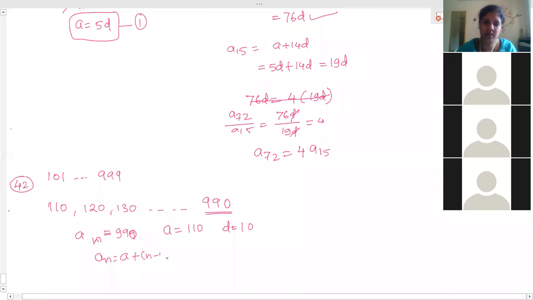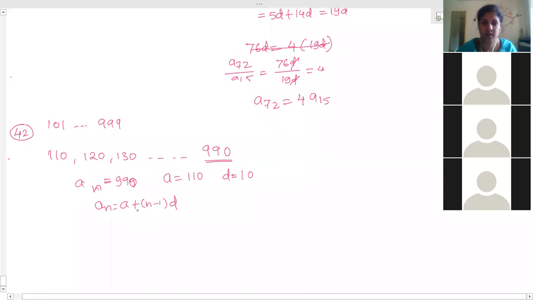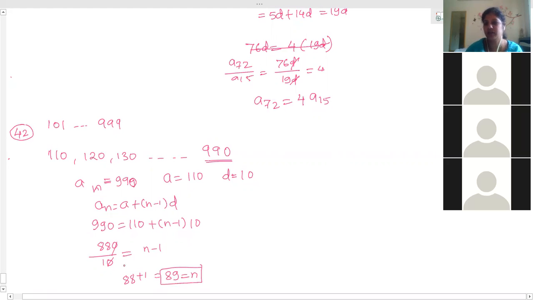A plus n minus 1 into D. AN is 990, which is equal to 110 plus n minus 1 into D. 110 gets subtracted there. 880 divided by 10 is equal to n minus 1. That is 88, and this minus 1 goes here as plus 1, that is equal to 89, that is n. So 89 numbers are there.